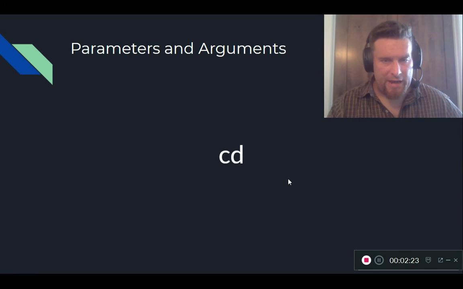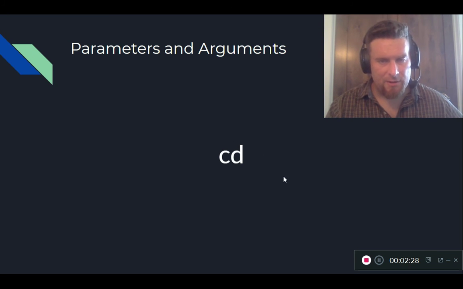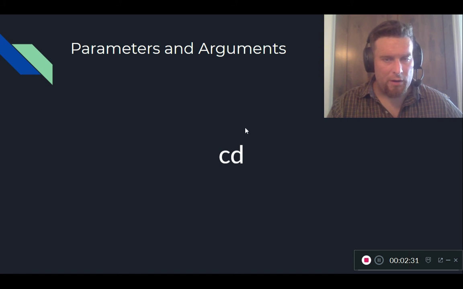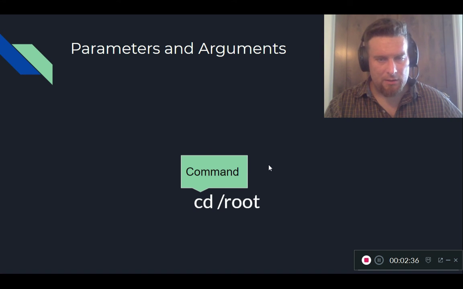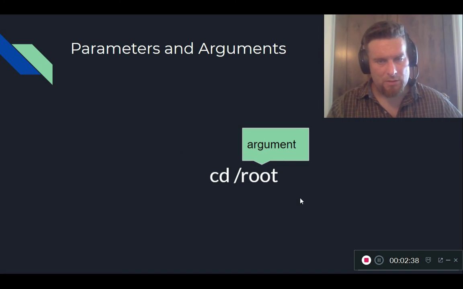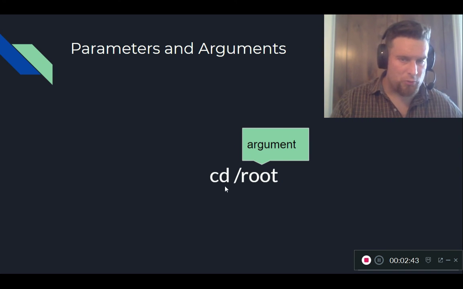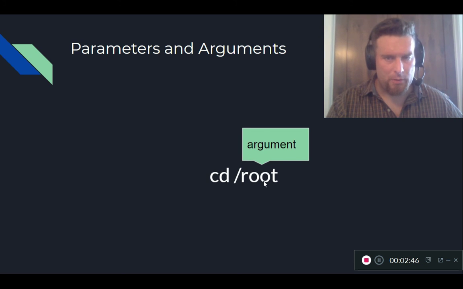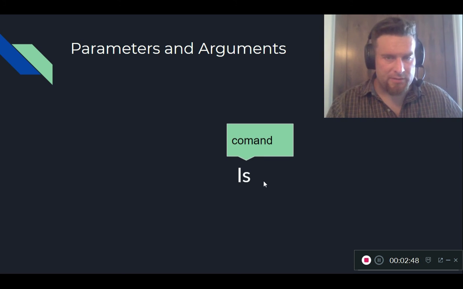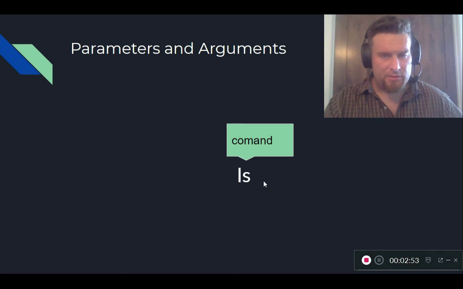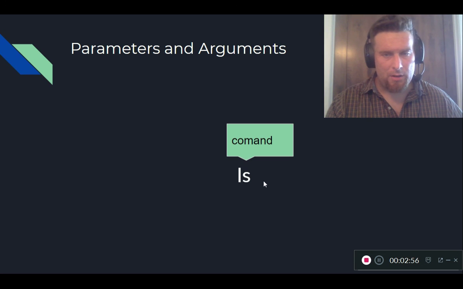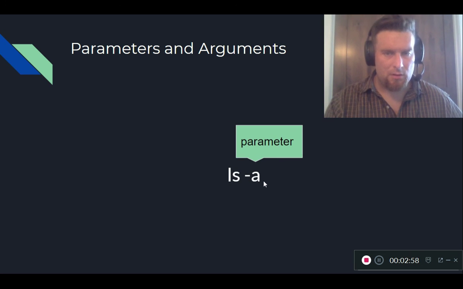Some commands have to take an argument or a parameter, like cd, change directory. It needs to know what directory you want it to change to. So in this case, cd would be the command and root would be the argument. So the argument gets passed into the program cd and it knows what directory you want to change to. No big deal. There are commands that don't take arguments, like ls. ls is just going to list the files and folders in the directory that you're in, but you can use a parameter.